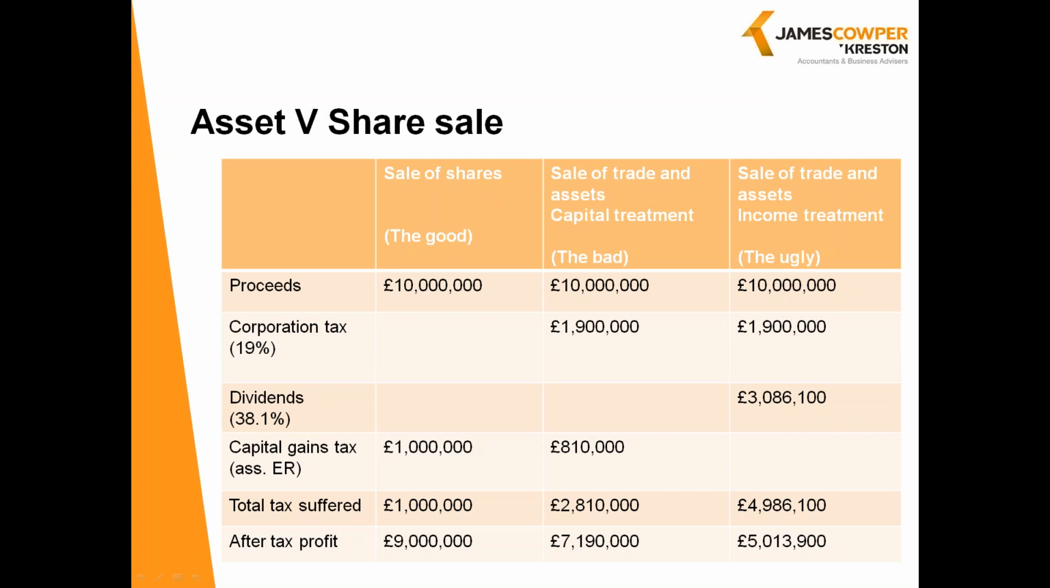In this case, a shareholder could be treated as receiving a dividend, which gives rise to tax in the region of almost £5 million, which you can see down the bottom, so quite eye-watering.